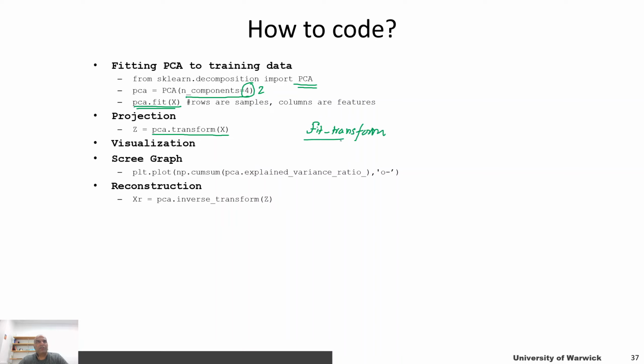So there's another function over here. Now let's say your original x was n cross d dimensions, and you specified your new, reduced dimension to be 2. Then after the projection, your z is going to be of size n cross d dash, or n cross 2 in this case. Okay? You can also calculate how much variance you lose by determining something called a scree graph, and I'm going to talk about that in just a bit.